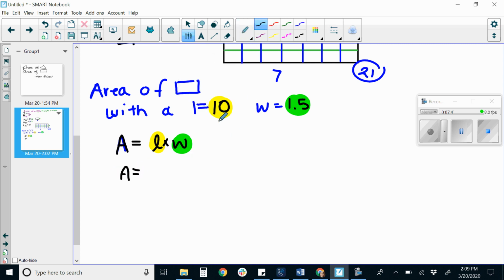Area equals length, which is 10, times width, which is 1.5. You're going to have to dig out your multiplication here because we're multiplying by a decimal. All right, so 10 times 1.5. 5 times 0 is 0. 5 times 1 is 5. 1 times 0 is 0.